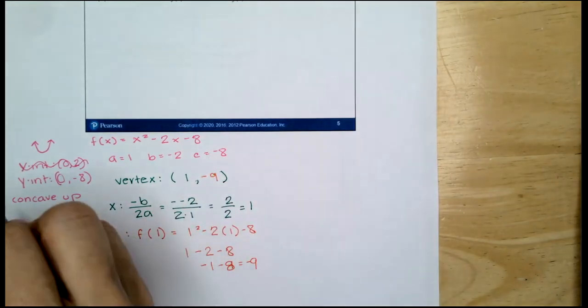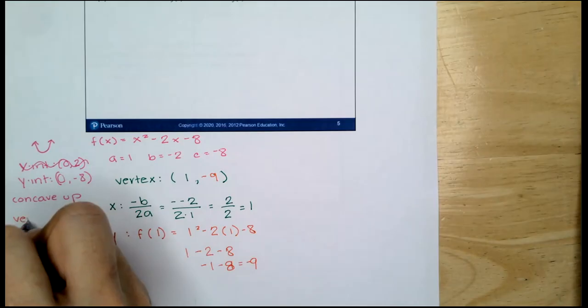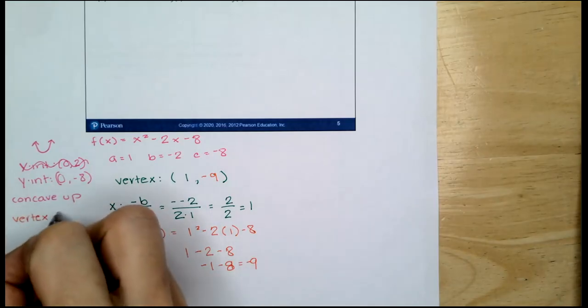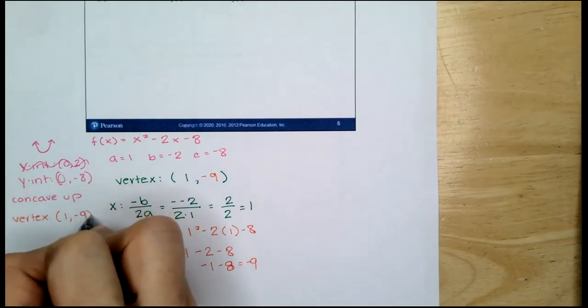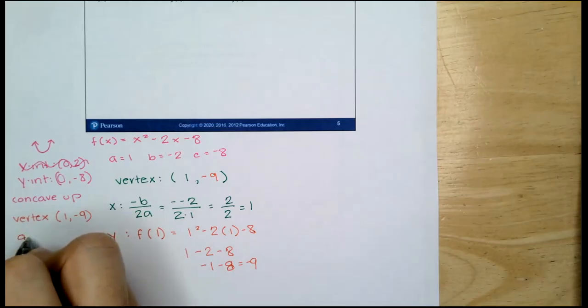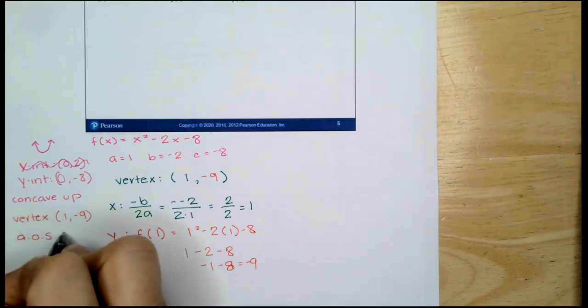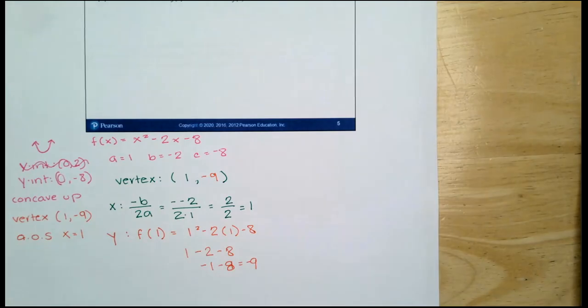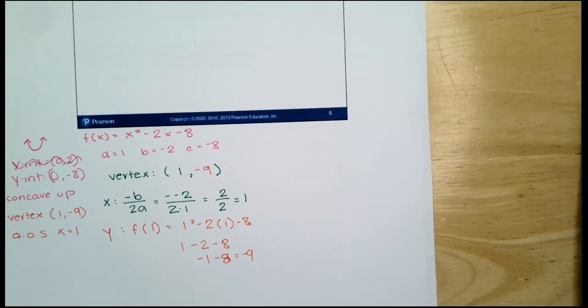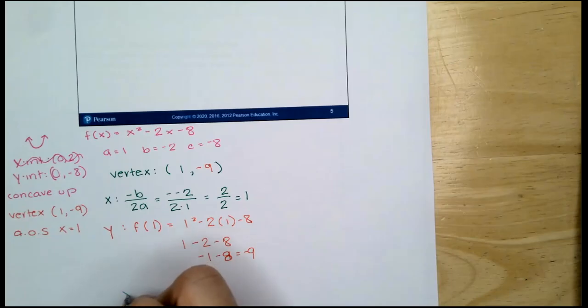Good. So that means our vertex is 1, negative 9. Our axis of symmetry is x equals 1. And our y-intercept is 0, negative 8. Good. We are going to need, we know, our x-intercepts.